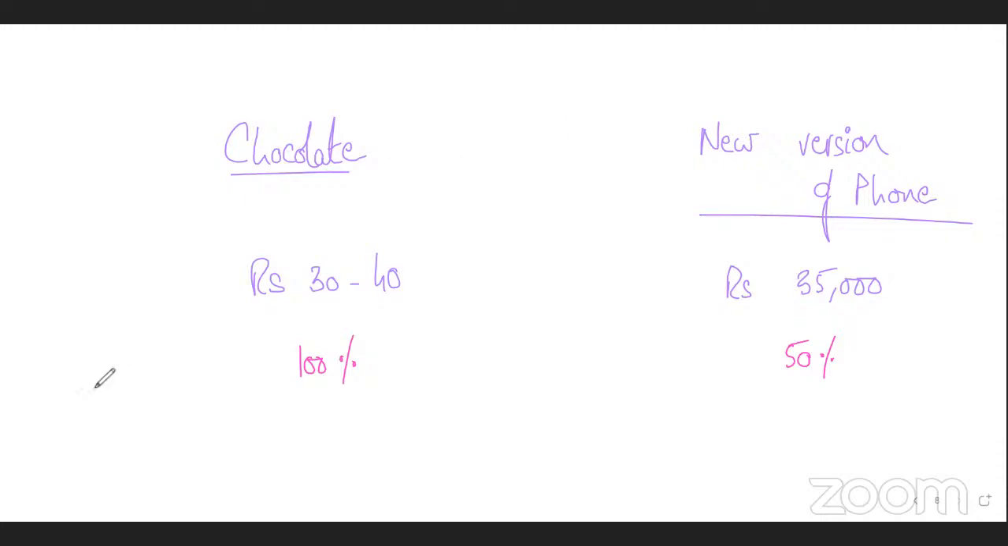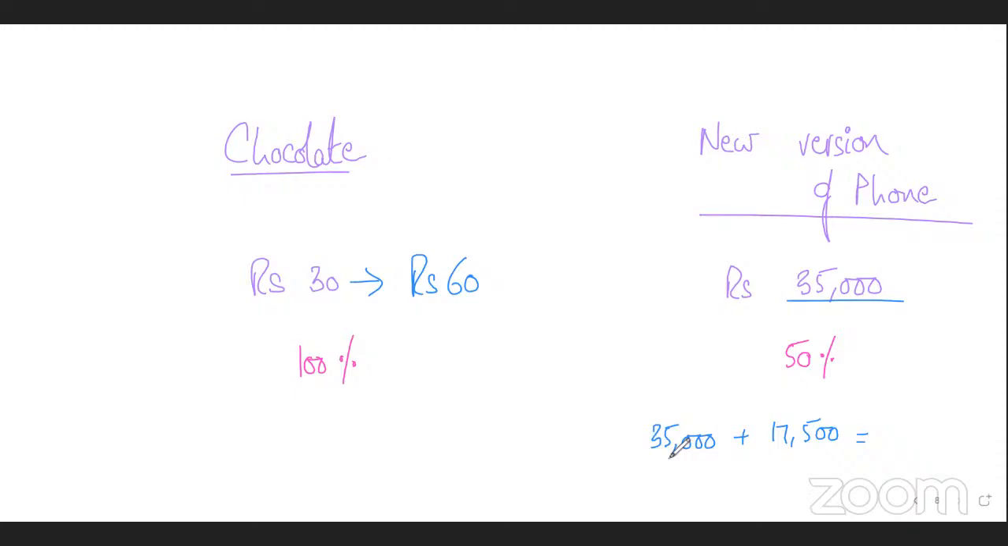So let's do some basic maths. Let's say a chocolate bar was 30 rupees. Now with a 100% increase, it will become double, so the new price of a chocolate would be 60 rupees. Now, what is 50% of this? It will be half of 35,000, which is 17,500. Correct me if I'm wrong, because 17 twos are 34. Yes, it should be 17,500.